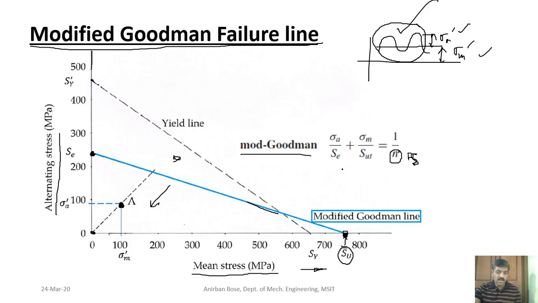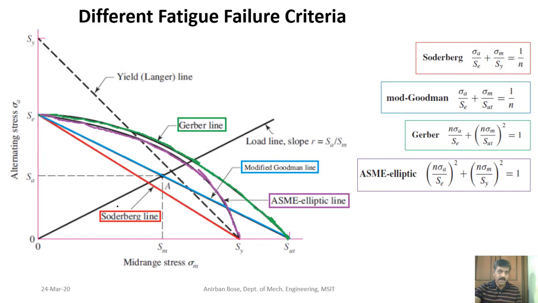So you can see we can design based on the Goodman diagram or the Goodman line so that it will be within this. Now here you see, other than Goodman, there are other fatigue failure criteria like the Soderberg criterion, where the yield point has been considered instead of the ultimate point. The endurance limit and yield point are joined. This one is more conservative compared to the modified Goodman.